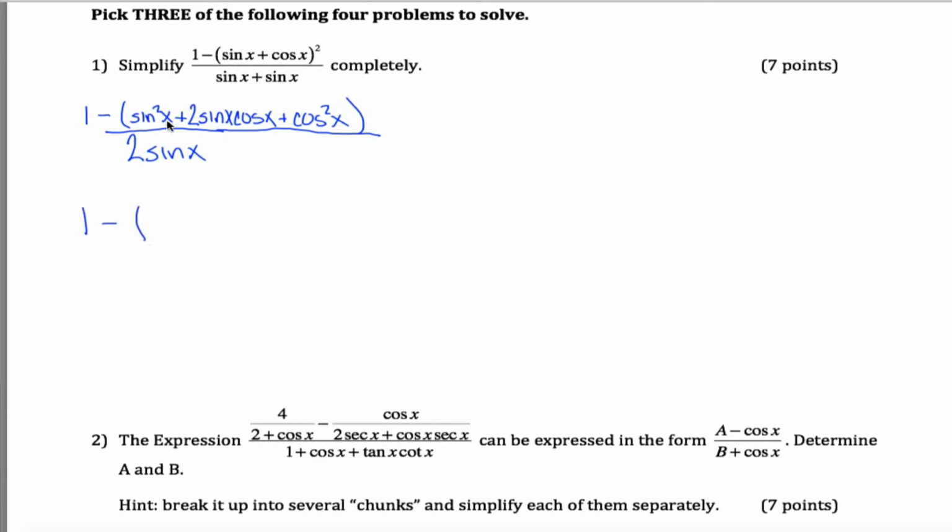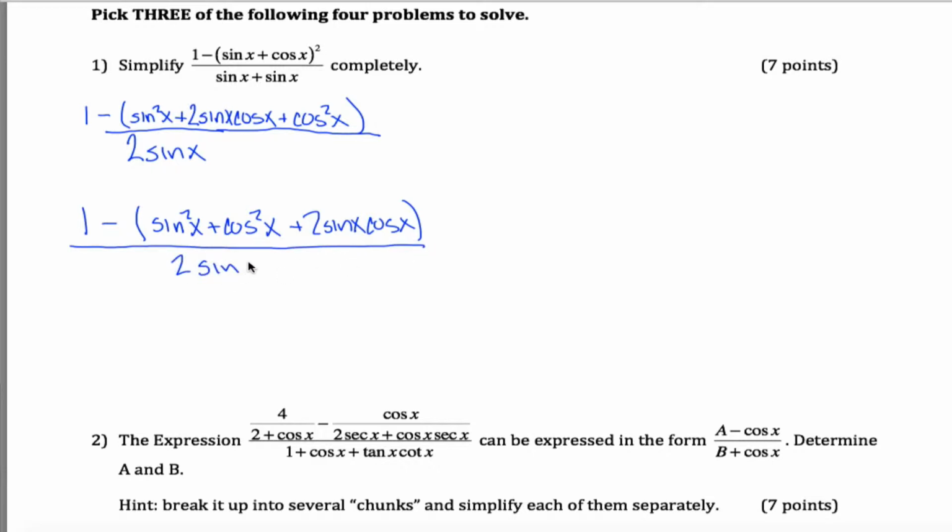However, inside these parentheses here, I got a sine squared plus cosine squared, if you reorder these terms. And those are things you're always kind of searching for because you want to apply your Pythagorean identity. Sine squared plus cosine squared is just 1. So I have 1 minus all this stuff. I got 1 minus 1 minus 2 sine of x cosine of x. This turns into 1, and then I subtract all this stuff, so I have to change the sign on both of these terms. So we'll take that and divide it by 2 sine of x.